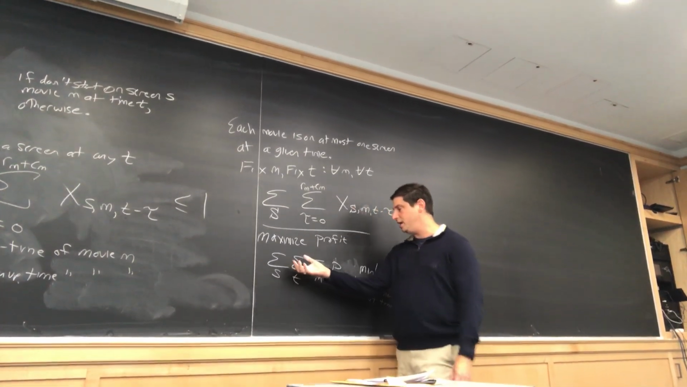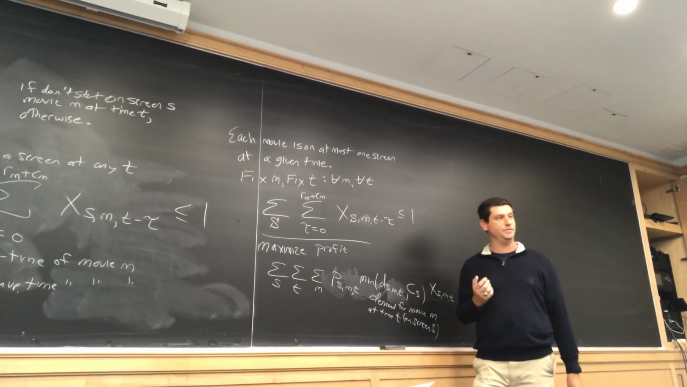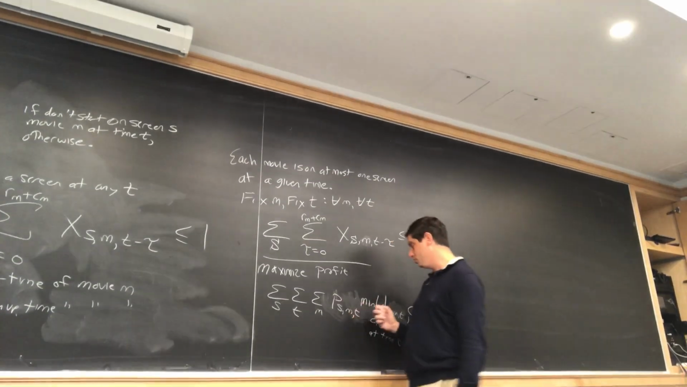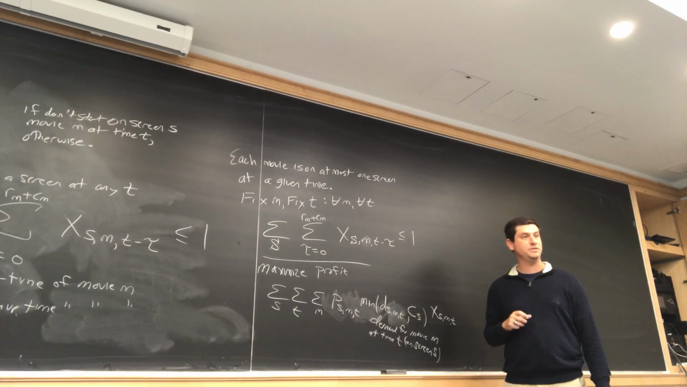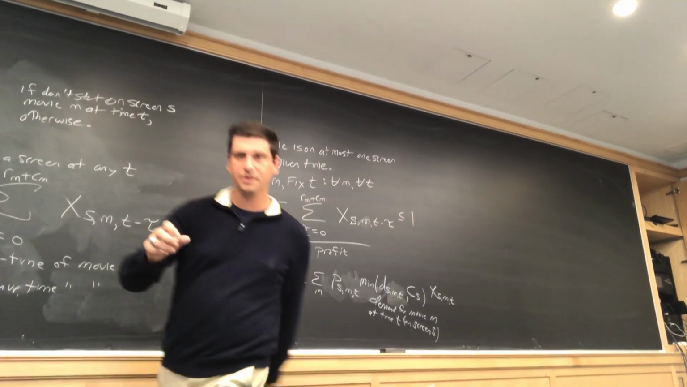So this is the start of how you would calculate your profit. And you would add to this concession revenue. And the concession revenue is going to greatly depend on the demand of the movie. All right, this is a good place to stop.